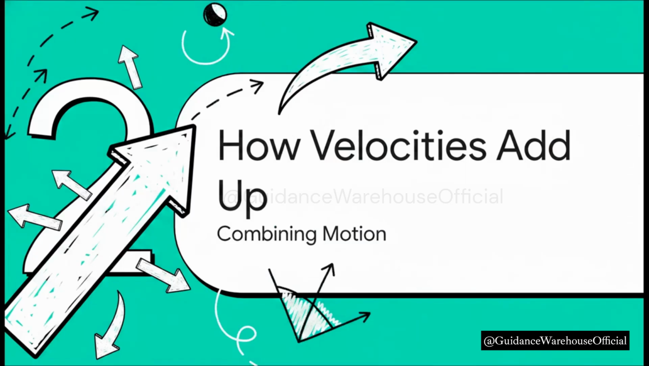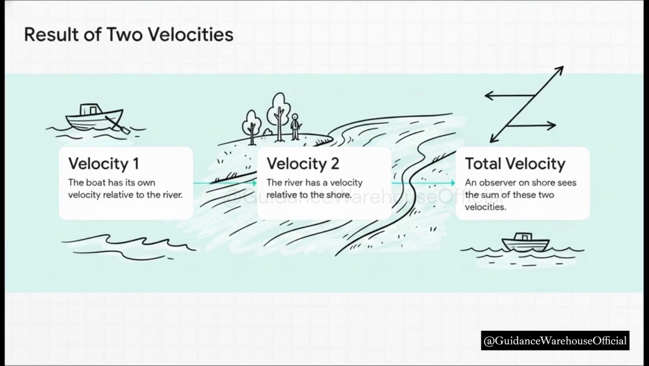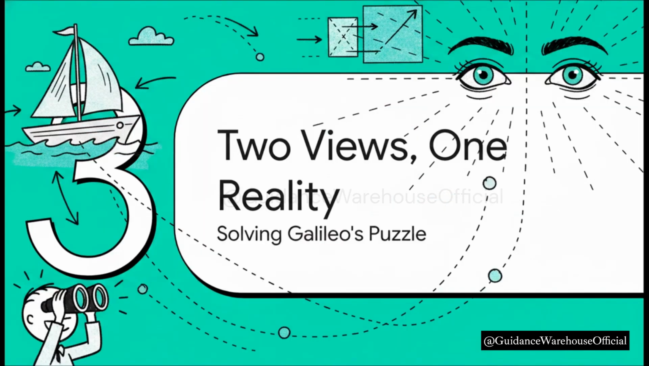So this all leads to a really simple and, honestly, an elegant rule. We can figure out what's actually happening by just adding these different velocities together. So the crucial point is that what a stationary observer sees is the sum total of all the motions happening. You've got the boat trying to push itself across the river, you've got the river itself carrying the boat downstream, and both of those combine into that single diagonal movement that you see from the shore.